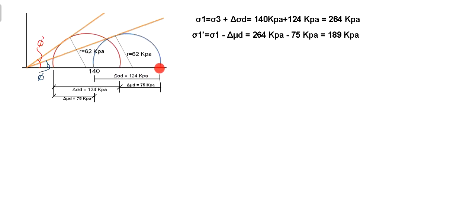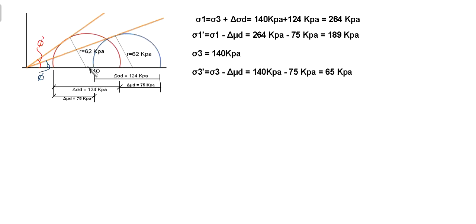So, pag alam na natin itong sigma 1, looking at the figure, sigma 1 minus our pore pressure, yun na yung magiging effective major principal axis natin since aalisin natin yung effect ng water, yung pressure due to our water, yung pore pressure natin. That is equal to 189. So just subtract 75 sa 264. And of course, yung confining pressure natin, yung sigma 3 natin, which is given 140 kPa.